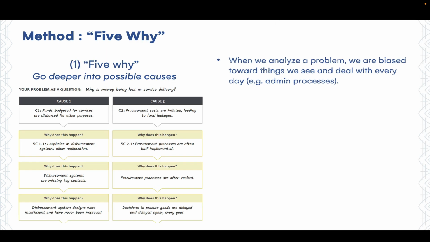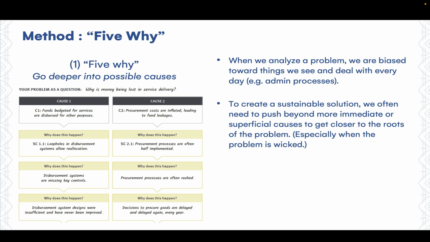So the 5 method is pretty simple. Its point of departure is the idea that we all have a basic bias towards things that we see and deal with every day, like administrative processes in a company. So when we analyze a problem, we're likely to start with the thing that we can see. Whereas, and this is Matt Andrews' suggestion, if we want to create something more sustainable, we often need to push beyond more immediate or superficial causes to get closer to the roots of the problem.